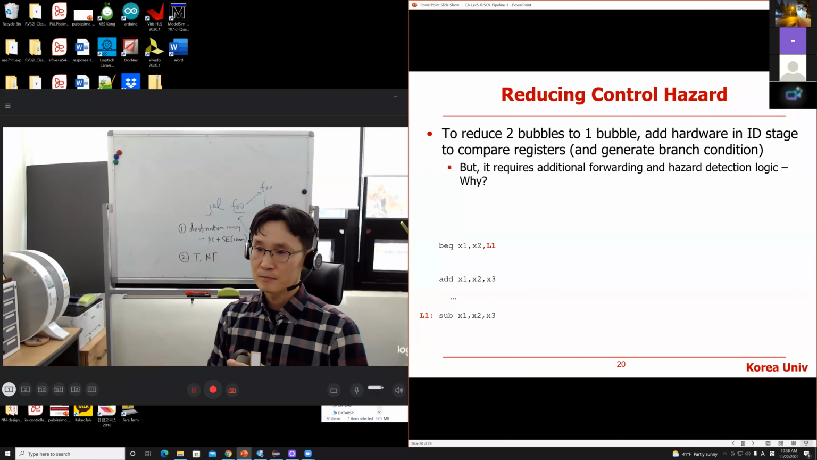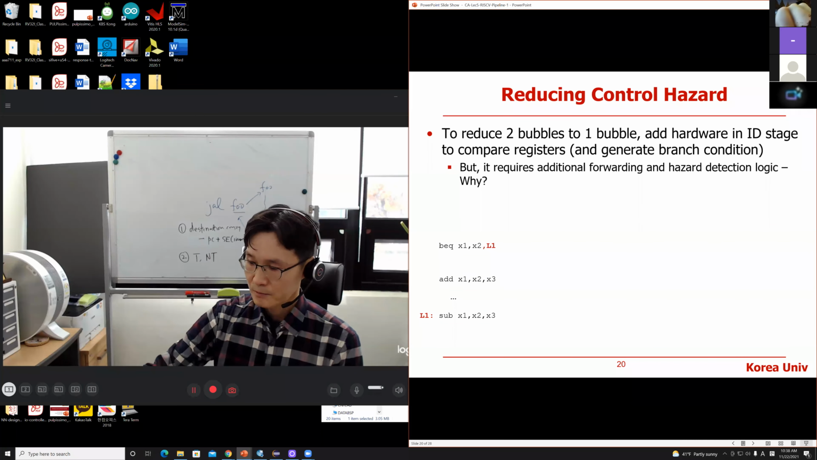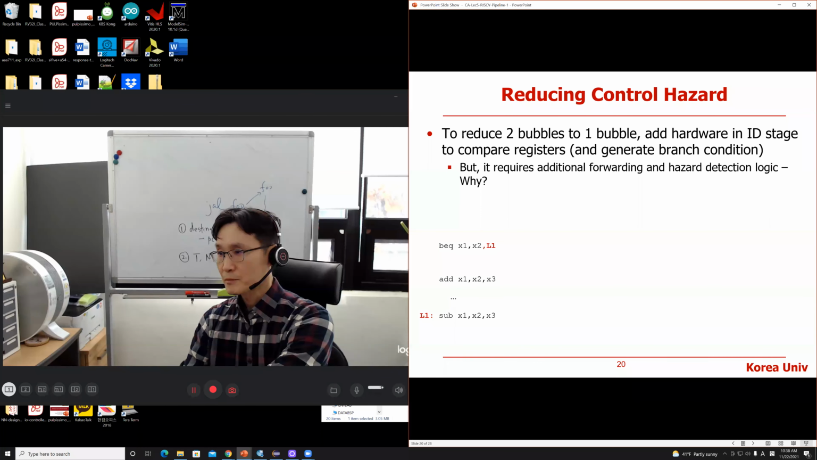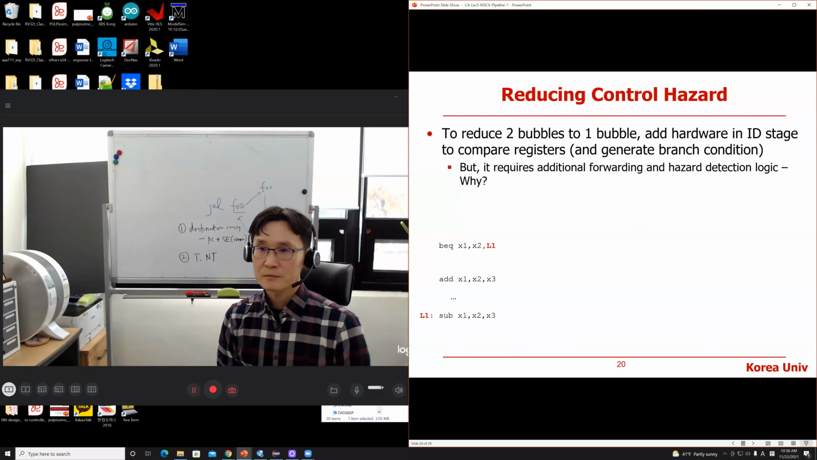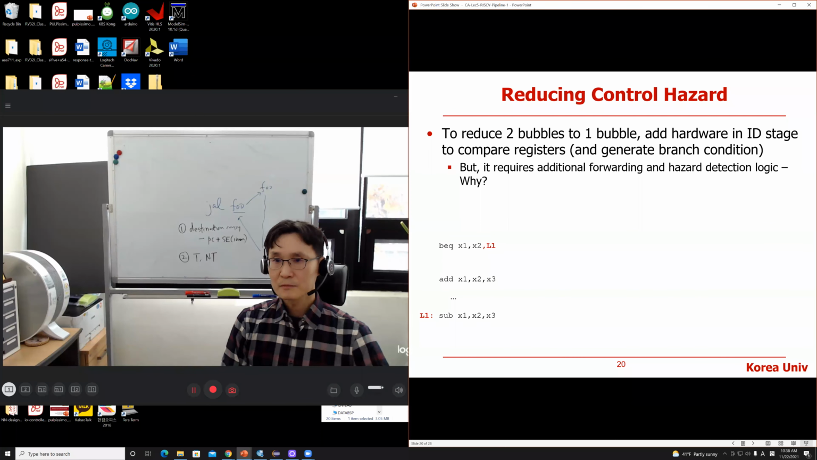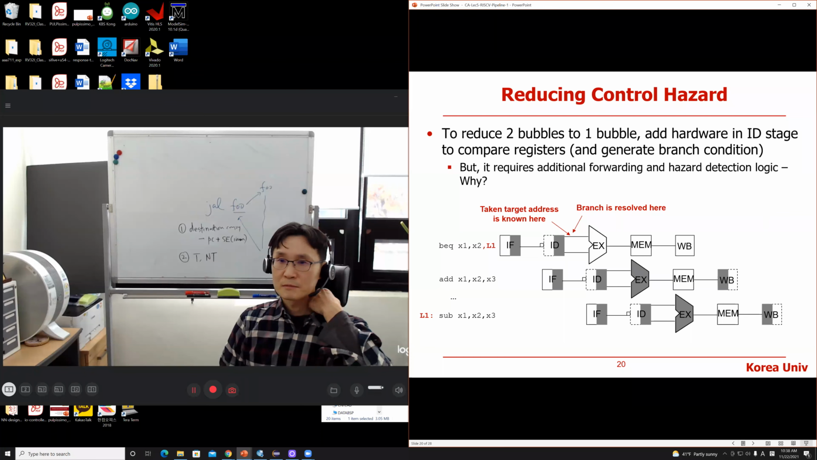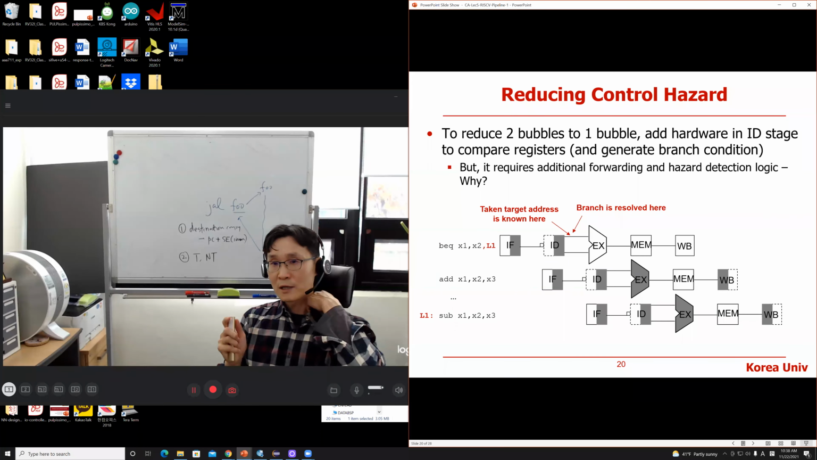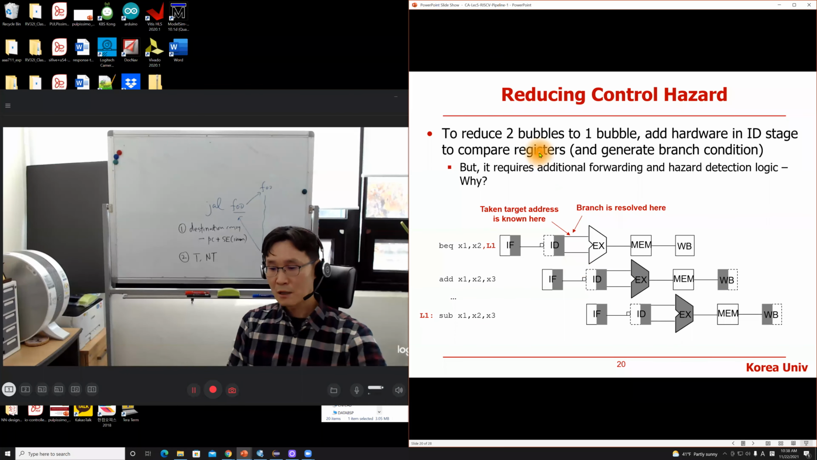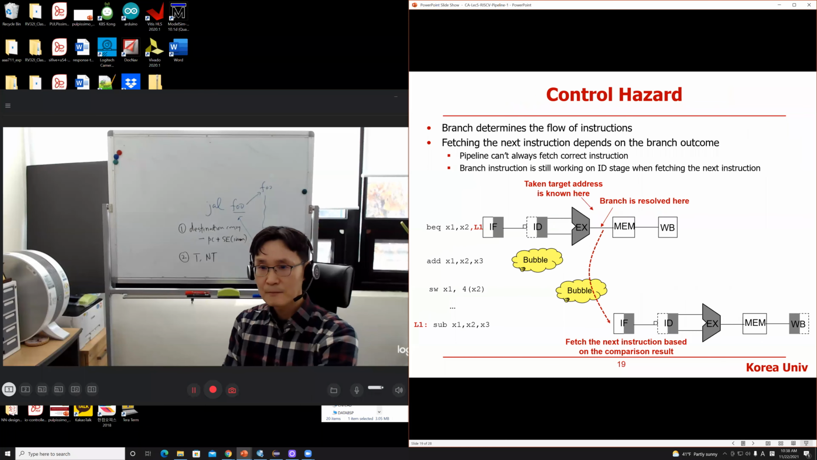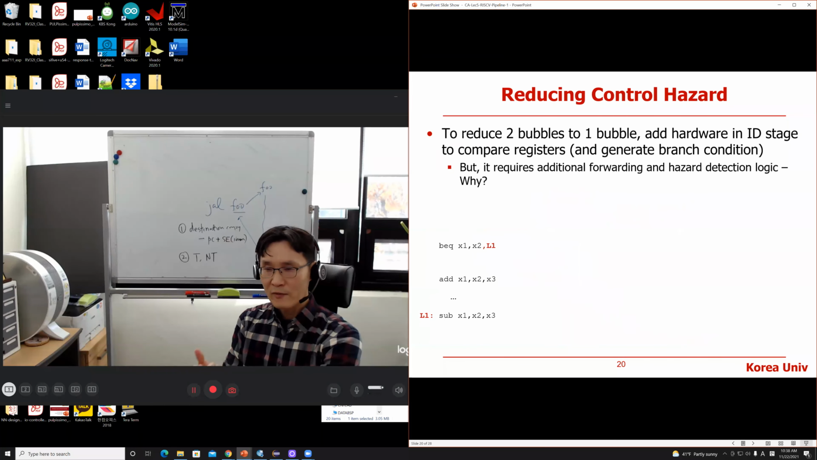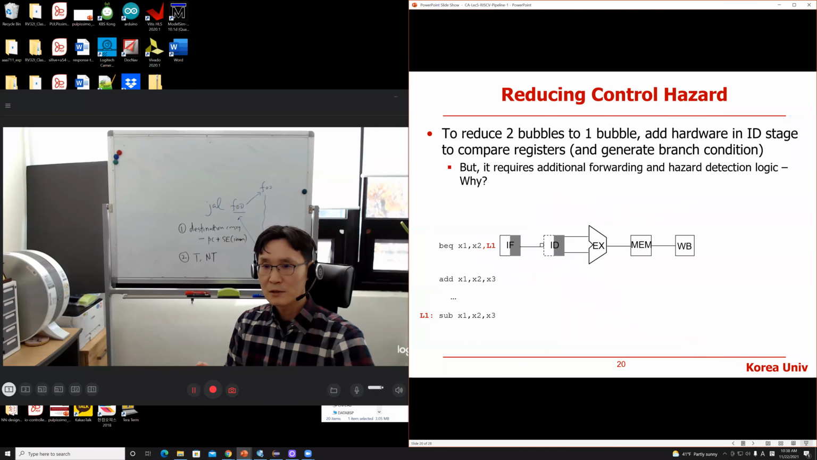Reducing control hazard. To reduce two bubbles to one bubble, add hardware in ID stage to compare registers and generate branch condition, but it requires additional forwarding and hazard detection logic. Why? Somehow we want to reduce these two bubbles into one. We want to remove this one bubble.